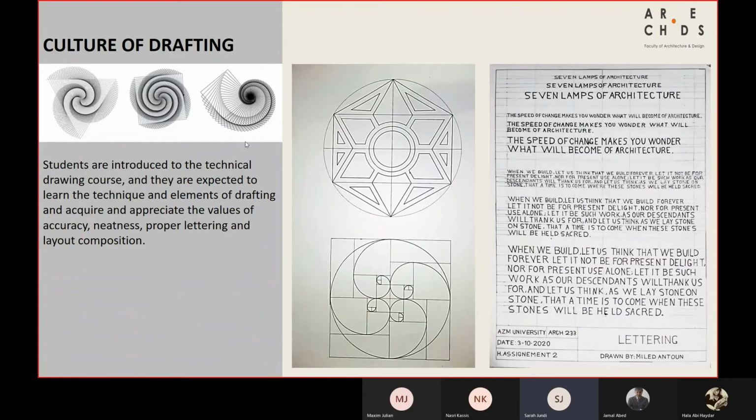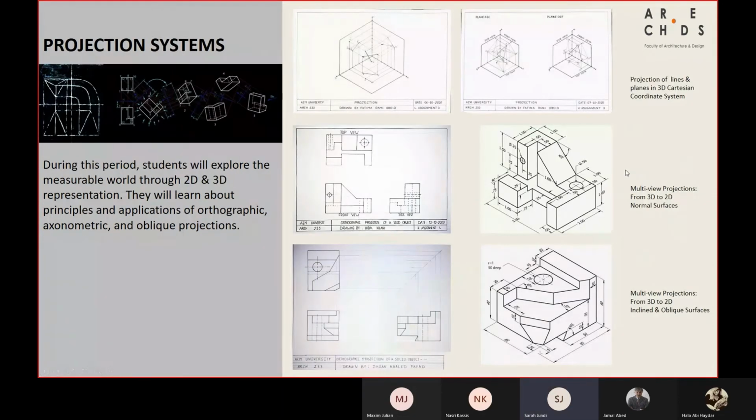Specimen of students' work. If we start with the first section, which is the culture of drafting, this is an example of drawing in ink of geometric forms, and this is another sample showing the application of technical lettering. And if we take other samples of the projection systems section, here we can see sometimes I give them a 3D object and they need to draw its multi-view drawings.